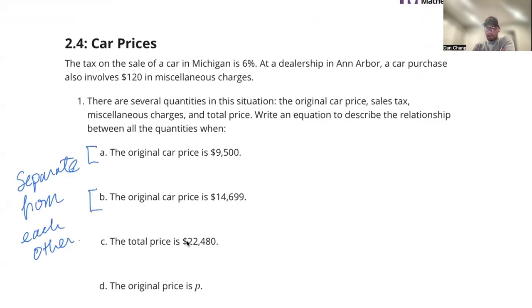Now, activity 2.4, car prices, there's a lot going on here. The tax on the sale of a car in Michigan is 6% at a dealership in Ann Arbor. This is actually where the University of Michigan is.